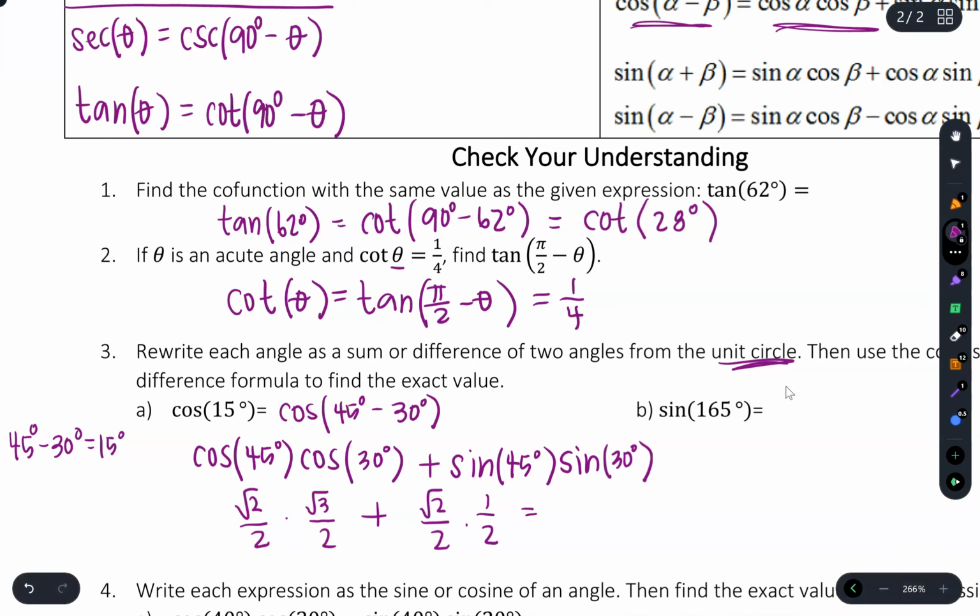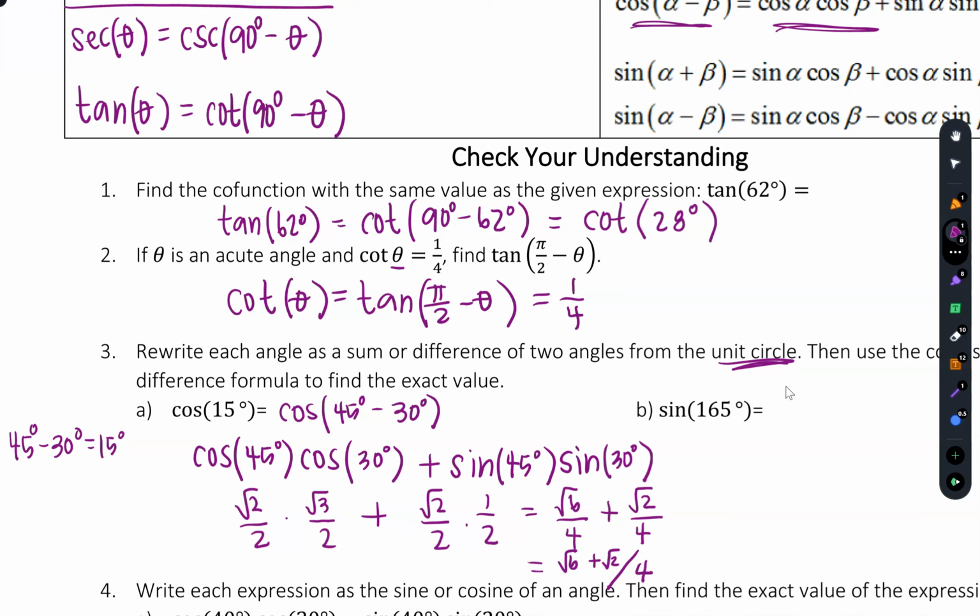So if I simplify that, I'll get square root of 2 times square root of 3, which is the square root of 6, over 2 times 2, which is a 4. Square root of 2 times 1 is a square root of 2, over 2 times 2, which is a 4. And then that can simplify to just square root of 6 plus square root of 2, all of that over 4. And that's as far as we can go with that. And we're done.